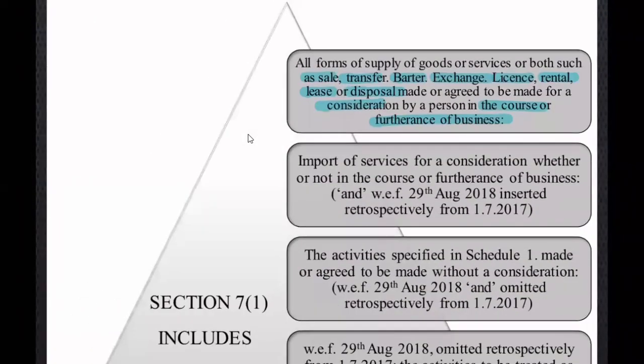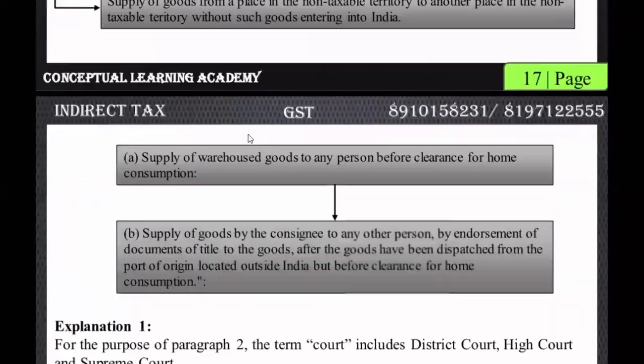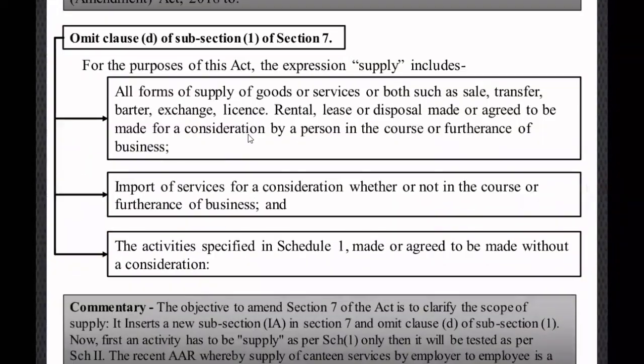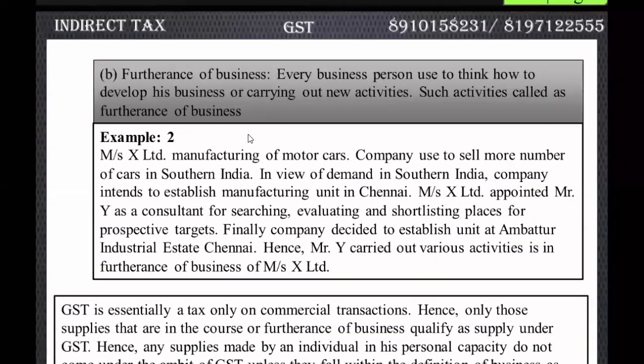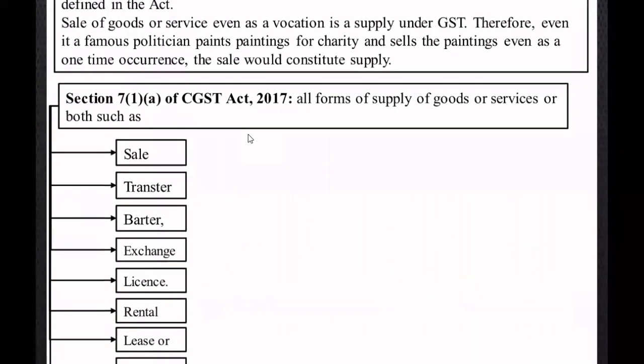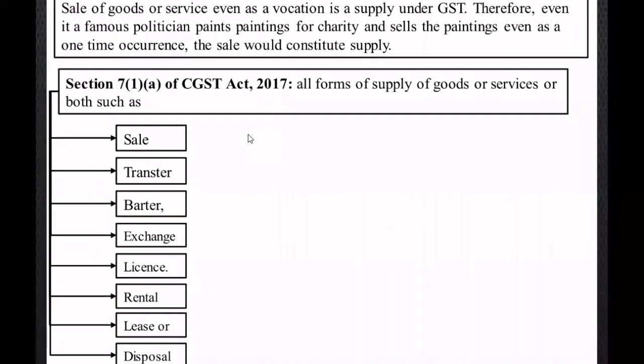Okay, now we'll quickly move on to the lower part and we'll discuss what is sale, what is transfer, what is barter, what is exchange, so that we get a better picture of that. Yes, that's section 7.1 clause A. Okay, more specifically 7.1 is more than enough. If we say 7.1, that's more than enough.